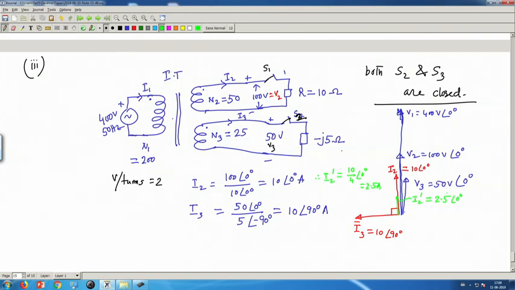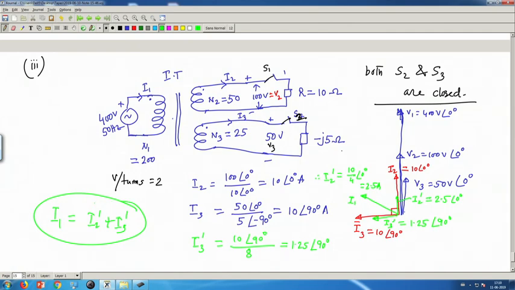Similarly, this is I 3, therefore I 3 dashed will be 10 angle 90 degree, but its turns ratio is different, 400 by 25, that is 8. So, this divided by 8 is the reflected current, and this will be 1.25 angle 90 degree. So, this is I 2 dashed and this is I 3 dashed. Then I 2 dashed plus I 3 dashed is your I 1. Therefore, I 1 will be equal to I 2 dashed plus I 3 dashed.